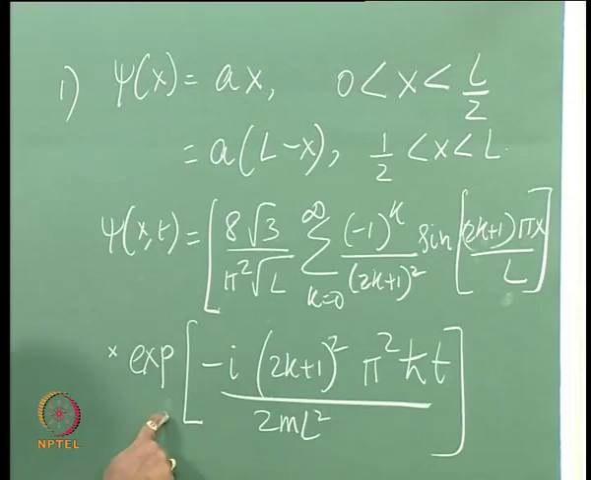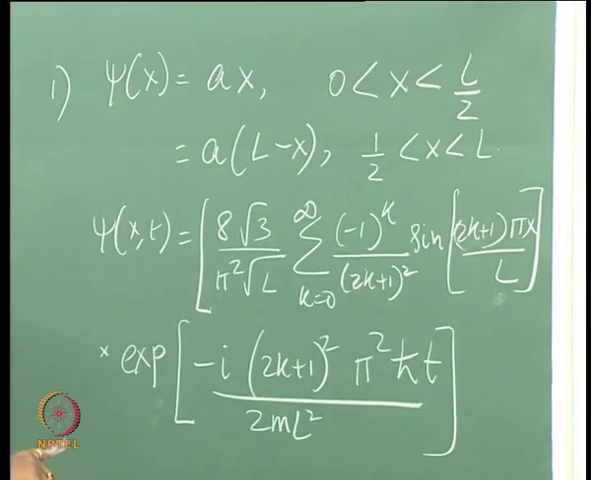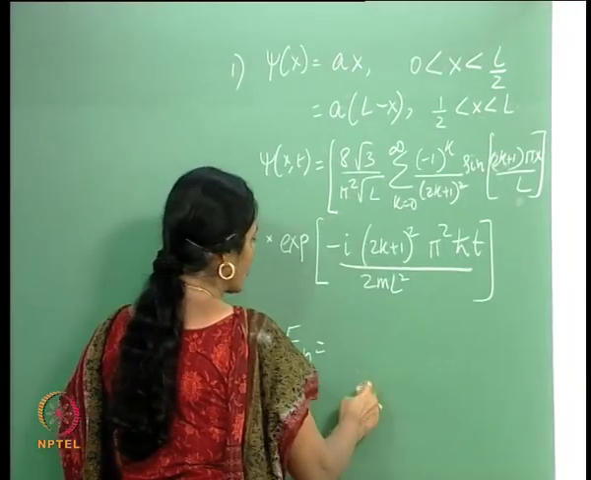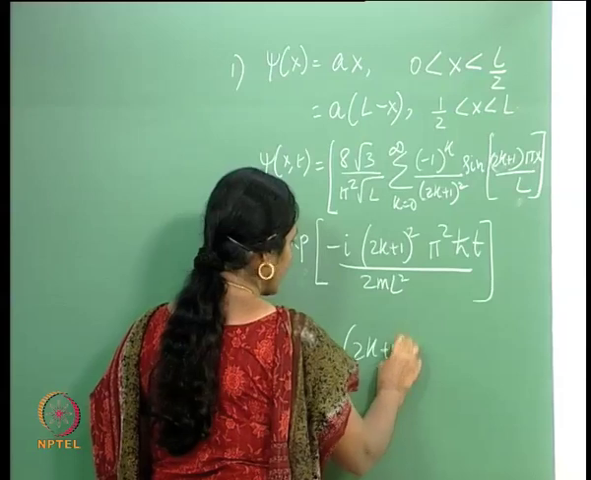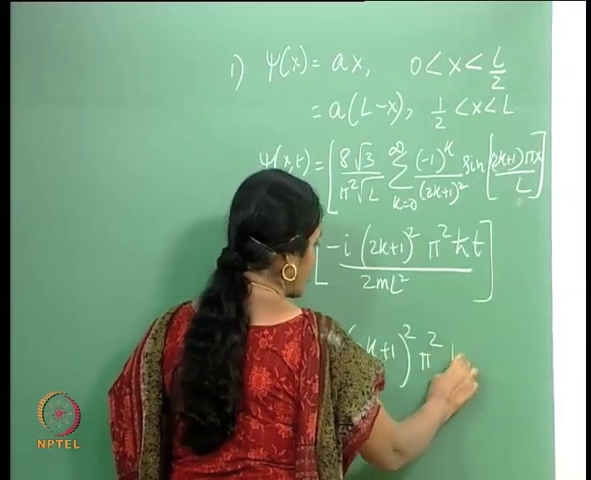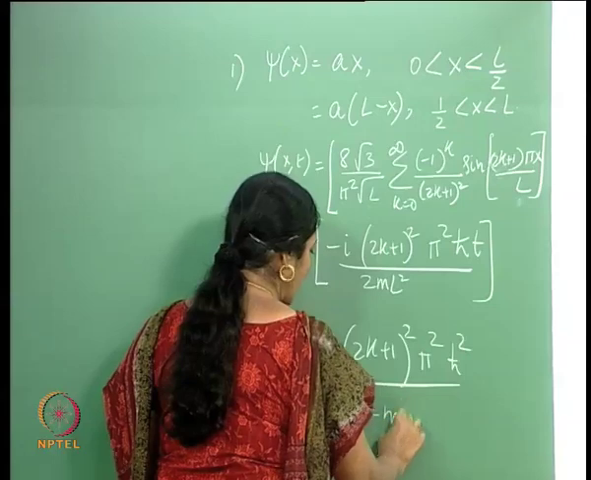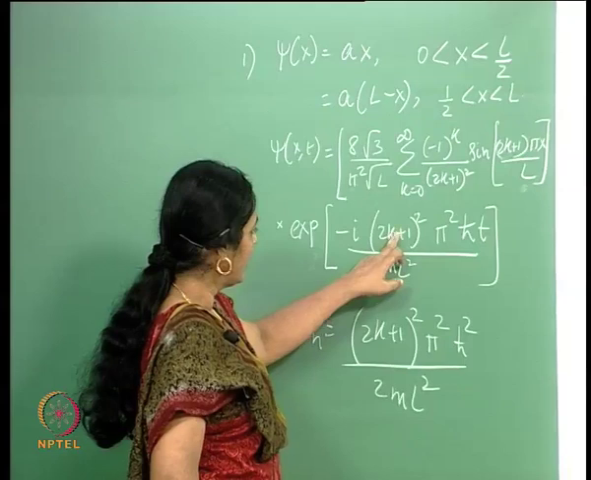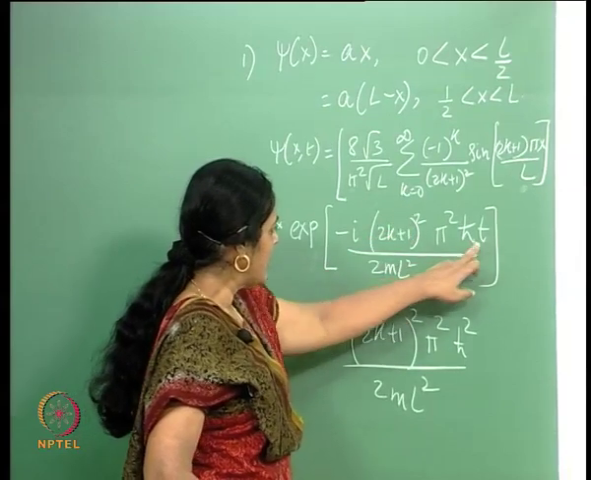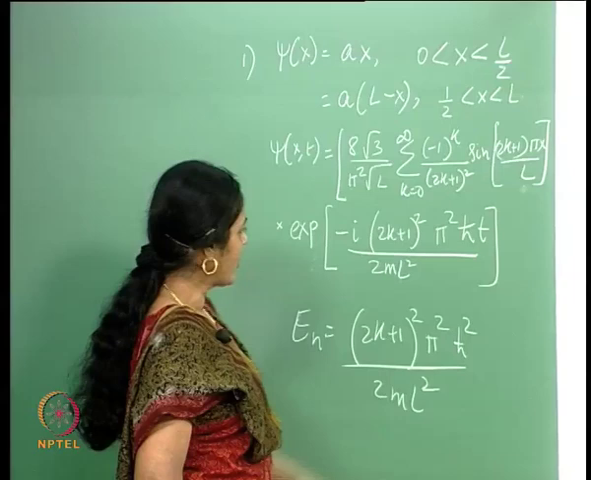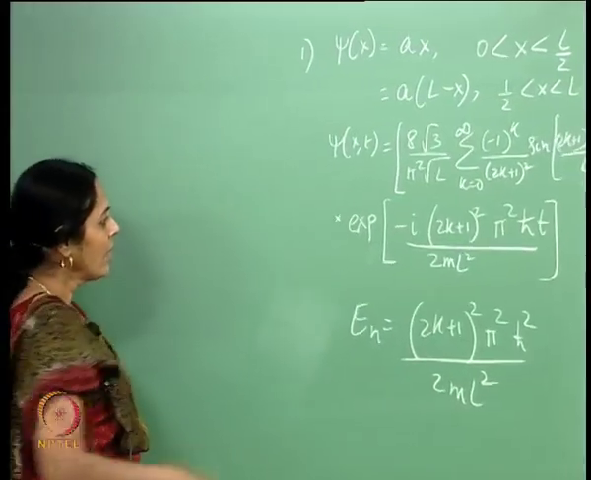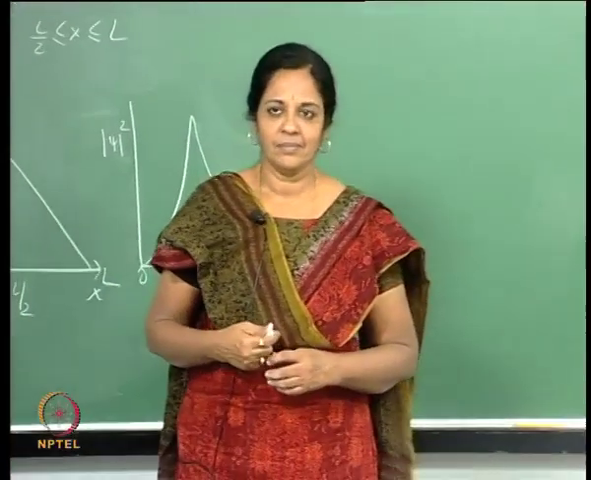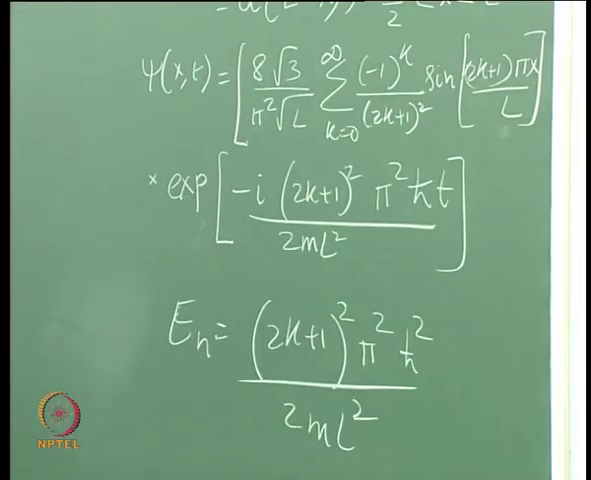And then of course I have to put in an e to the minus i E n t by h cross. So, remember that En in this problem is n squared pi squared h cross squared by 2m L squared, and therefore I have exponential of minus i E t by h cross, and that is why there is just one h cross out there. This is what you get for psi of xt. Leave it to you as an exercise.